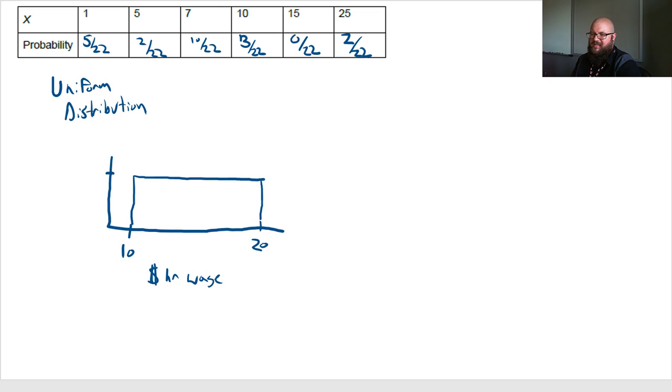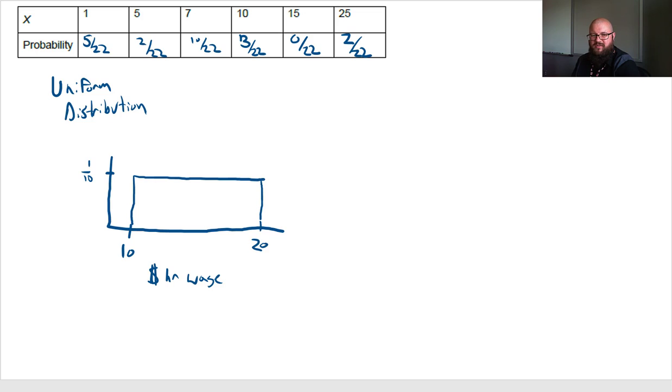Well, how do I figure out this height over here? What you need to do is find the difference between the max amount and the least amount. If you simply take 20 minus 10, you would get 10. So for the height, it's 1/10. We have a 1/10 height for each one of these, because you'd have the same probability for each amount in here, no matter what it is.